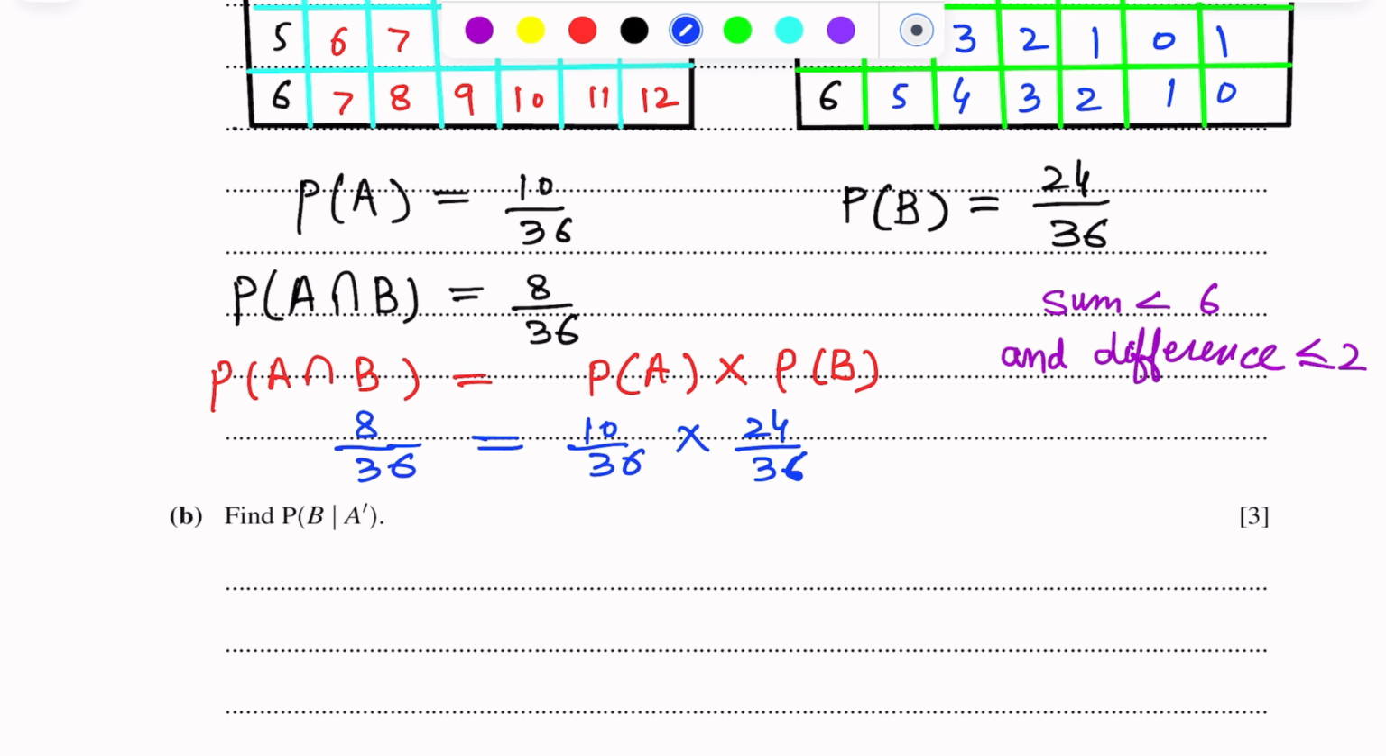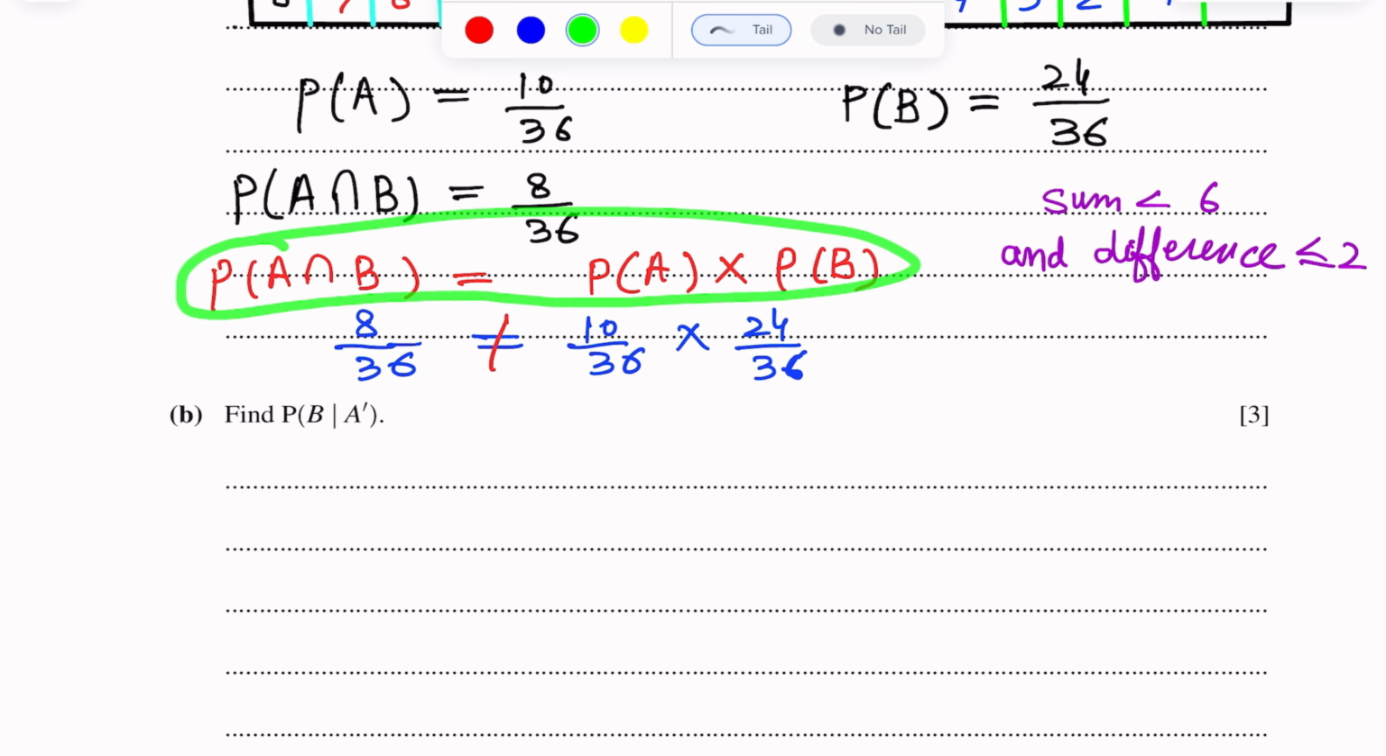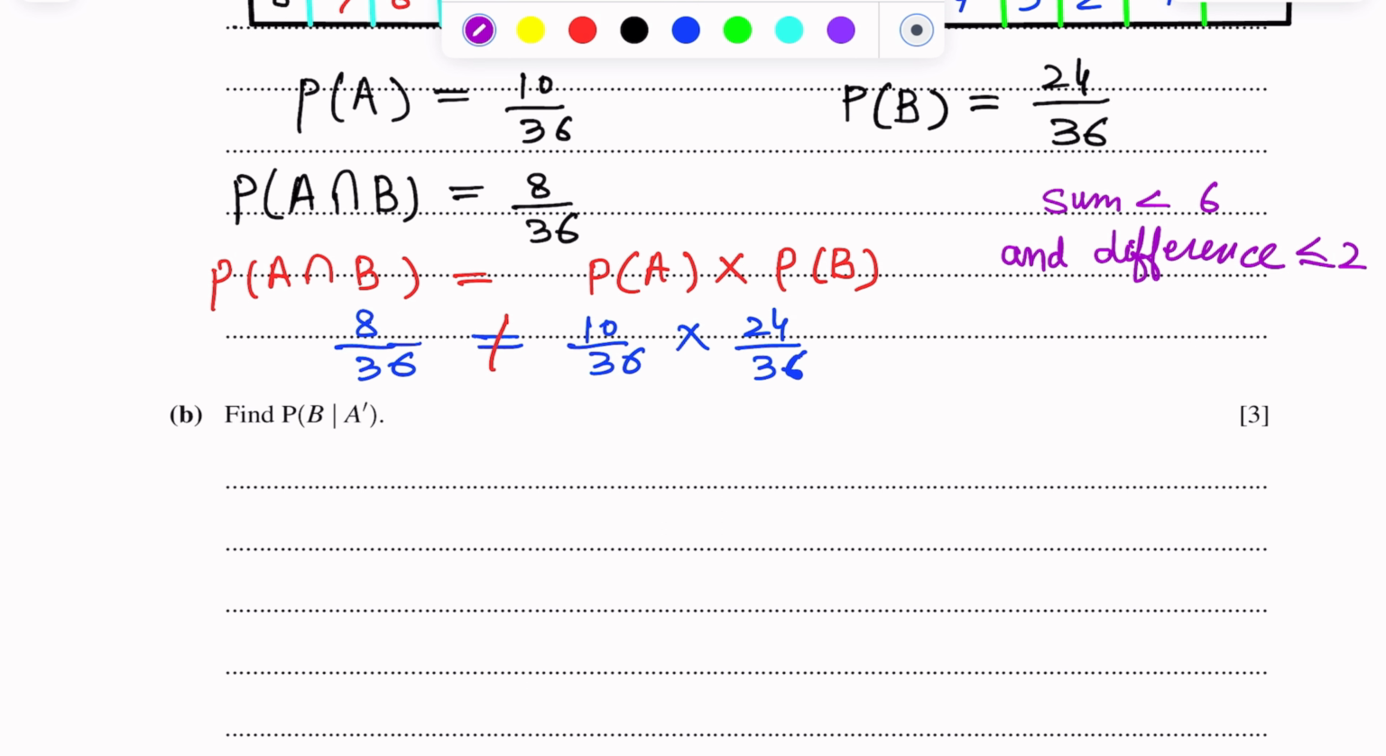So clearly, the left hand side is not equal to the right hand side. You can check by your calculator. Since the left hand side is not equal to the right hand side, we can say that event A and B are not independent. So we will write that this shows that event A and B are not independent.